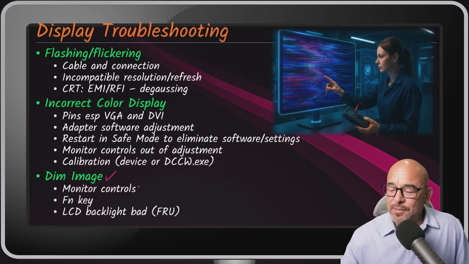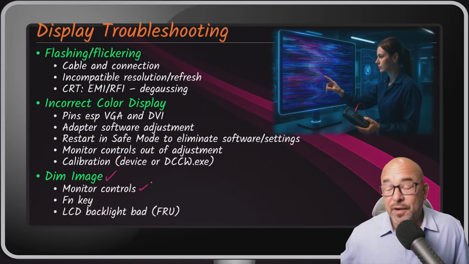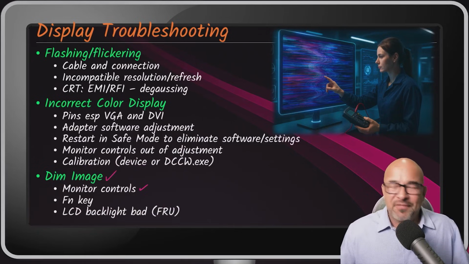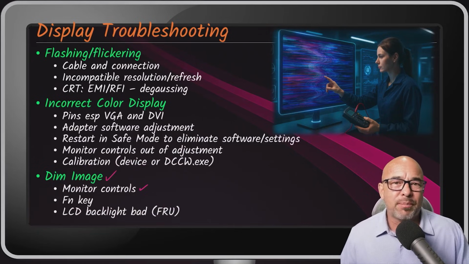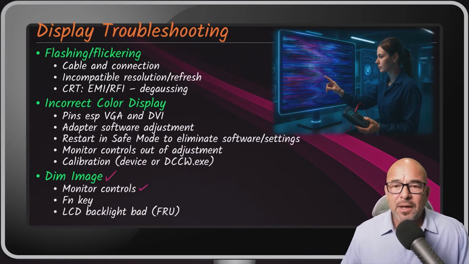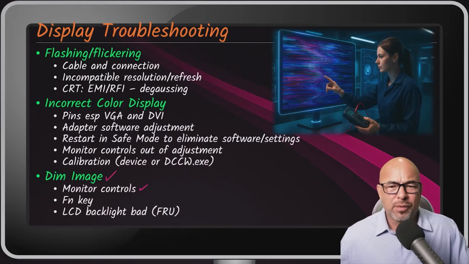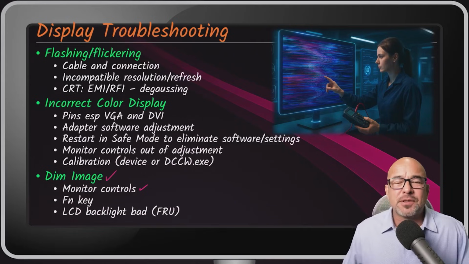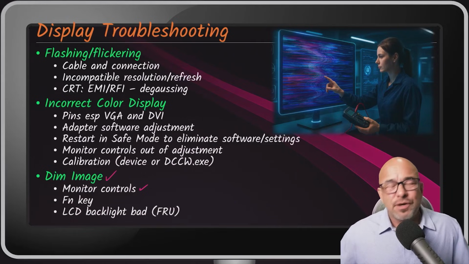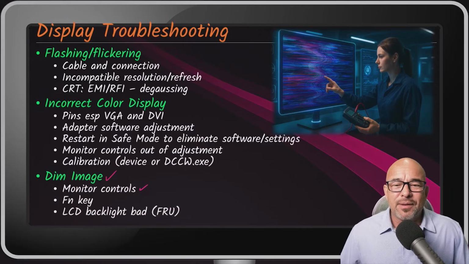Okay, if you get a dim image, just check the monitor controls. Very often, that's just somebody fiddled with the monitor and turned the brightness setting down too low. This is more likely to happen on a laptop because your desktop computer is always in a static environment. You don't usually move it. The laptops are in a bright setting. You're using it at the beach, and the monitor has to jack its brightness all the way up.